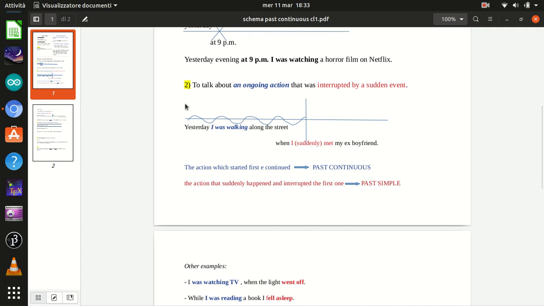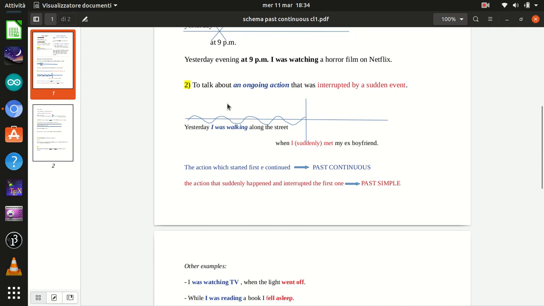Second situation. You use the past continuous to talk about an ongoing action that, in the past, was interrupted by a sudden event. This is one of the most frequent situations in which past continuous is used. Now we are going to use the blue color to identify the ongoing action. The action which started first and that was happening, and the red color to identify the second action, the sudden, short action which interrupted the first.